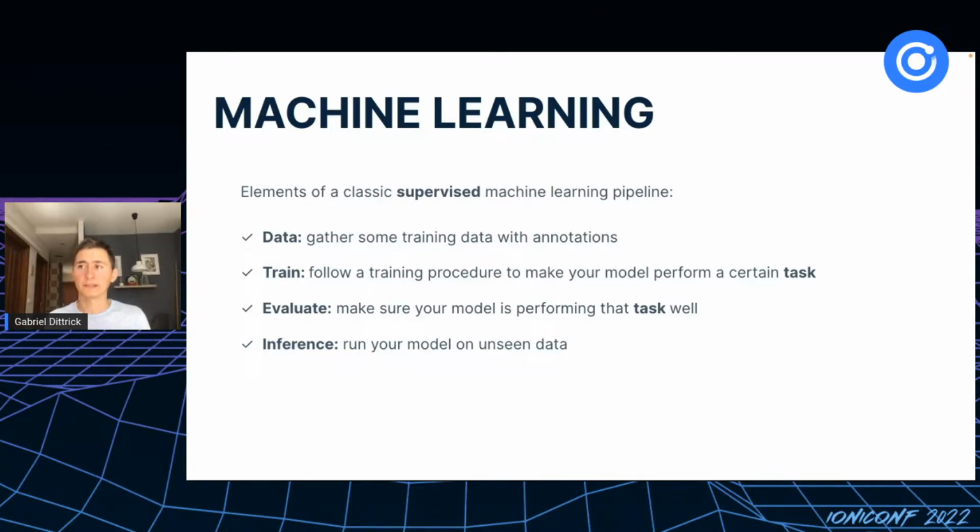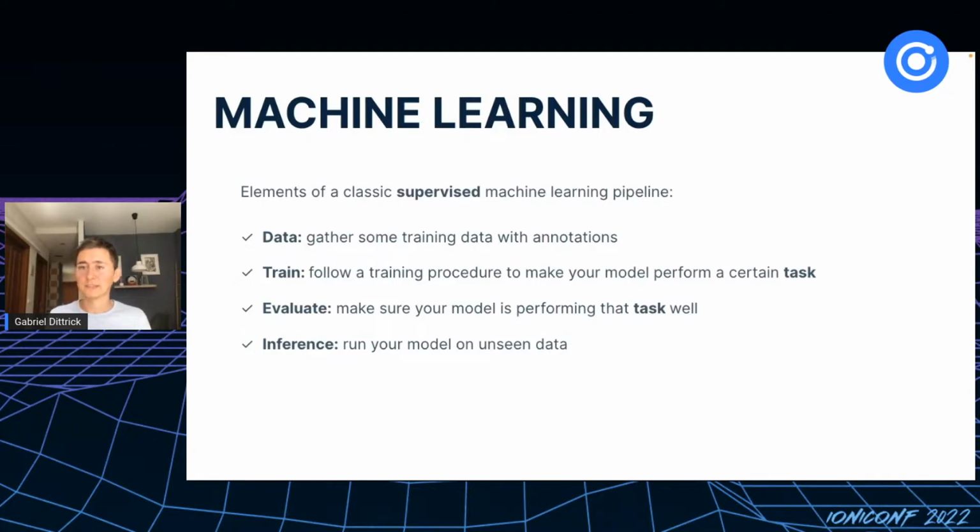Then there is the training step. For the training step, you need to follow a procedure that will make the model better and better at performing a certain task. Then when you think your training is done, you can evaluate the model. That's where you make sure that this task is done well. You usually have a training set and a validation set on your data. You just keep 10% aside of your data to make sure that your model is executing properly.